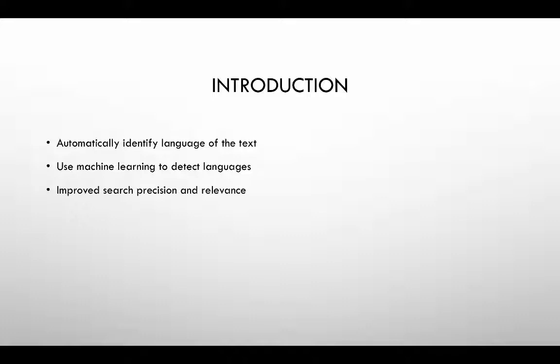But if we can identify the language of the query, then we can restrict the search only to the language of the query. For example, if the query is in French, we can restrict the search to only French documents. So that's how it improves the timing of the search and also improves the precision and the relevance, because you are searching only in the French documents.